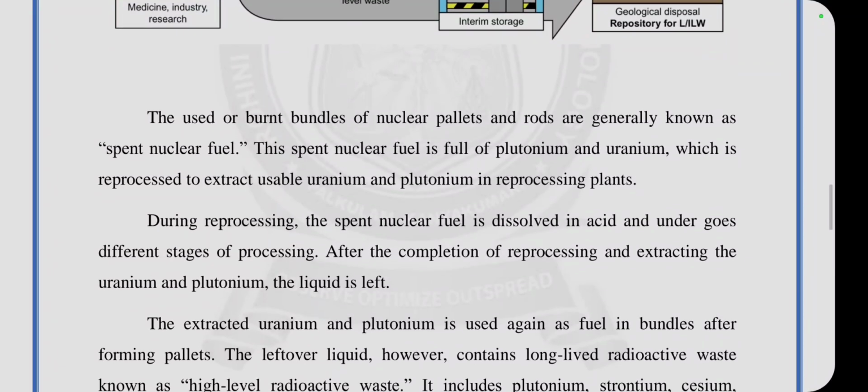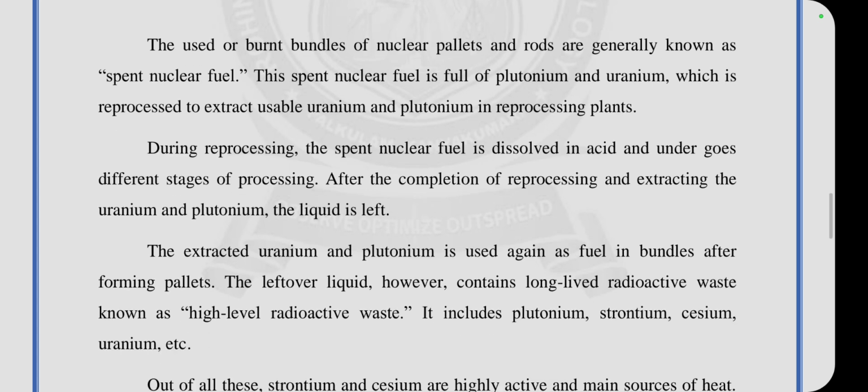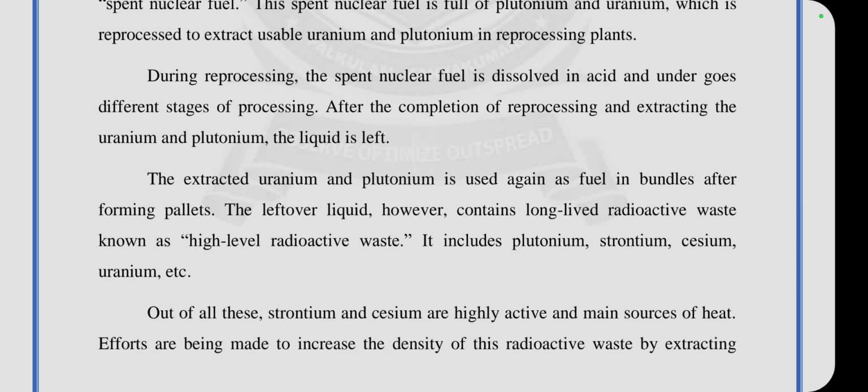Burned bundles of nuclear pellets and rods are generally known as spent nuclear fuel. The spent nuclear fuel is full of plutonium and uranium, which is reprocessed to extract usable uranium and plutonium in reprocessing plants. After the completion of reprocessing and extracting the uranium and plutonium, a liquid is left. During reprocessing, the spent nuclear fuel is dissolved in acid and undergoes different stages of processing. The extracted uranium and plutonium is used again as fuel in bundles after forming pellets.